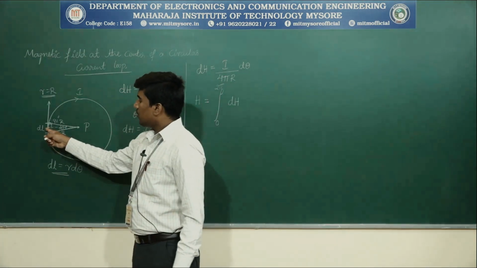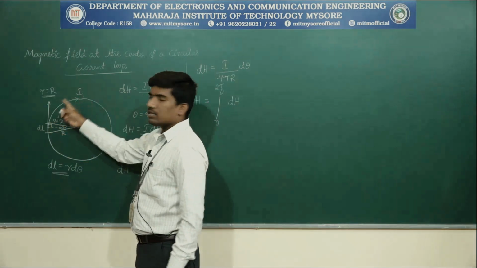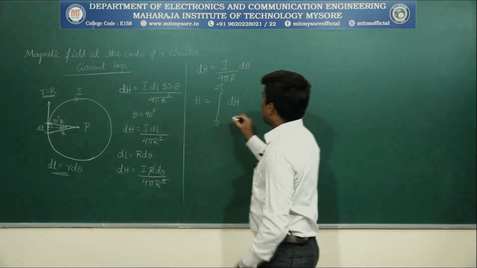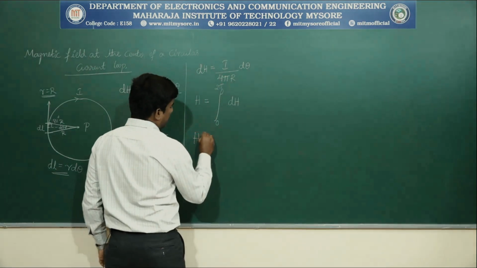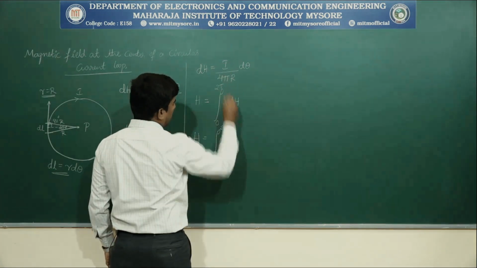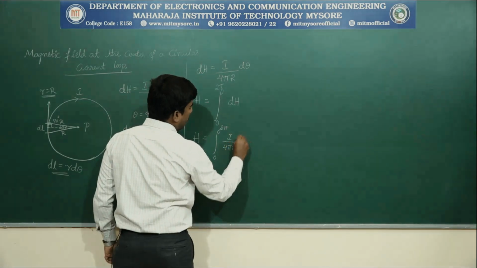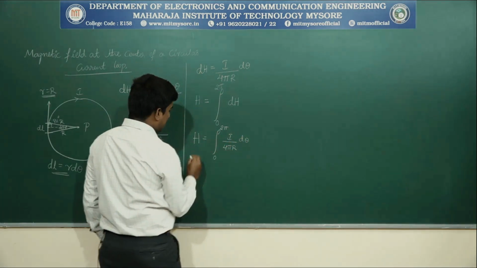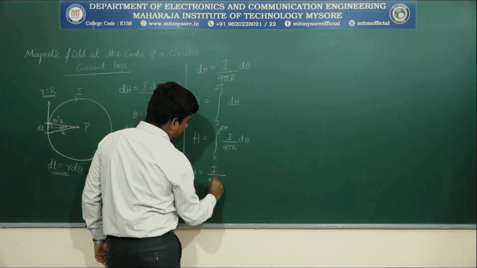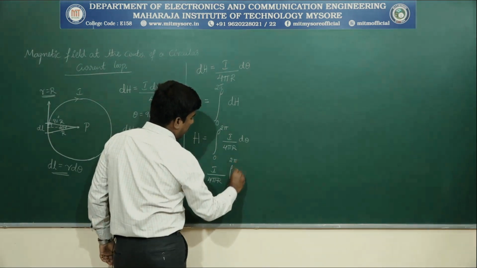It starts from 0 degree and completes this circle at 2 pi. Hence, in order to complete the entire circle, we need to have the range 0 to 2 pi. Now substitute into this equation. Integration from 0 to 2 pi, dH component is I divided by 4 pi r into d theta. All these components are constant, take it outside. I divided by 4 pi r integration from 0 to 2 pi into d theta.